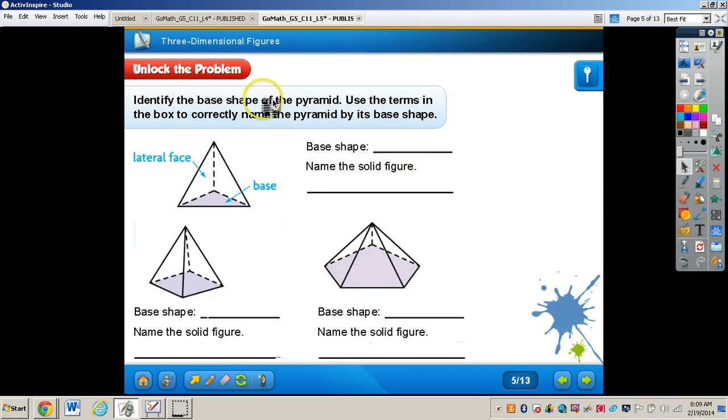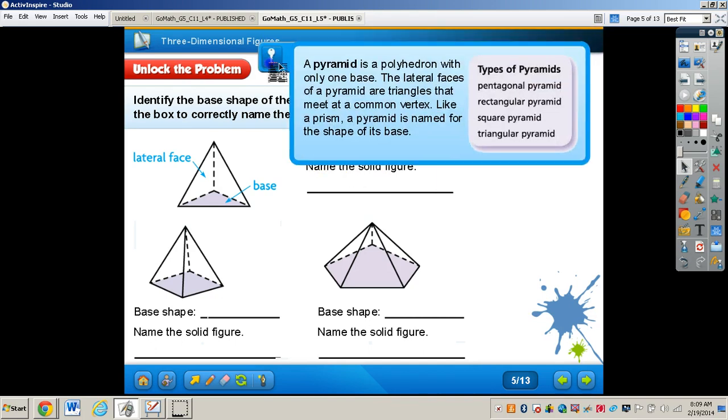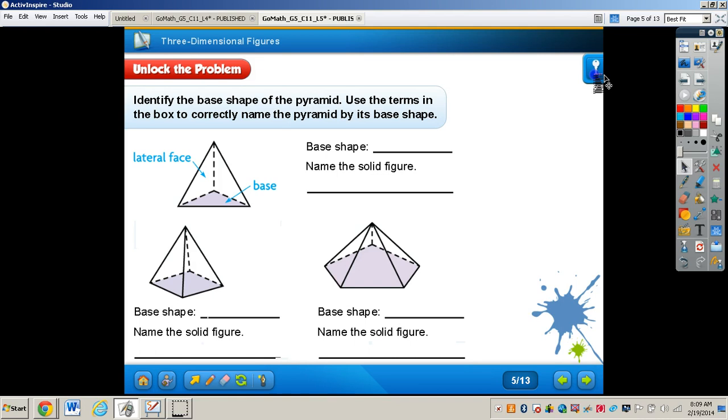It says identify the base of the pyramid. Use the terms in the box to correctly name the pyramid by its base shape. What they mean by the box is the box right over here, but I'm going to hide this for right now. For the first one, we have the base, which is right here. We can easily see that the base shape is a triangle. So we'll just write triangle right here.